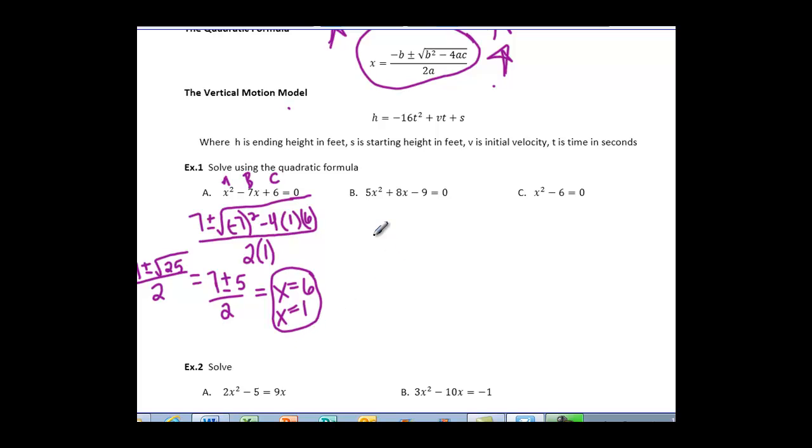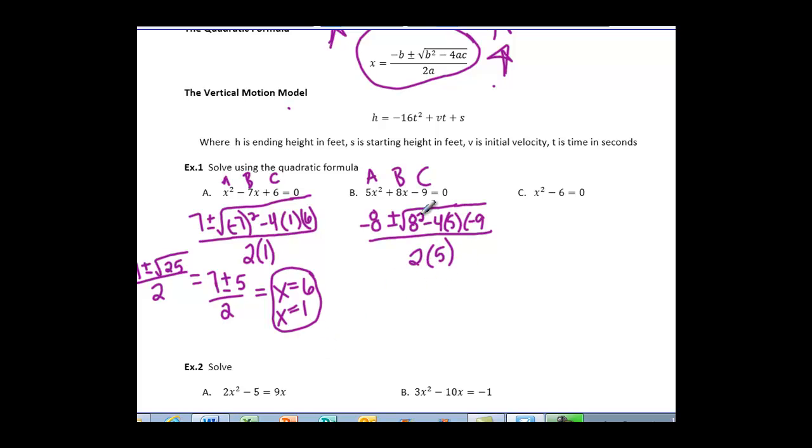Okay, we're going to do the same thing for B. Label our a, b, and our c values. Go ahead and plug them into the quadratic formula. So we get negative 8 plus minus square root of 8 squared minus 4 times a, which is 5, times c, which is negative 9, all over 2 times a, which was 5.